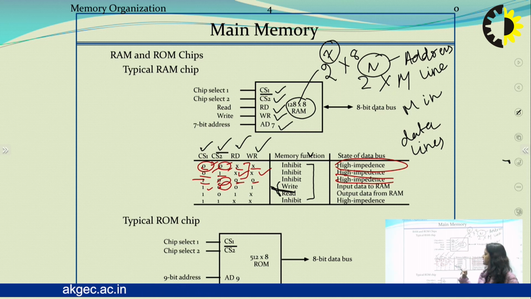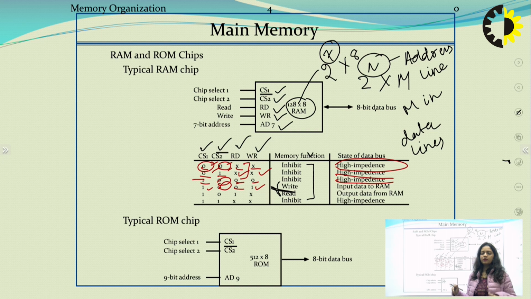Means the RAM is selected. The reading value is 0, but the writing value is 1. So, a writing operation will be performed on a RAM chip. When chip select 1 is 1, reading is 0. Chip select 2 is obviously 0 because that is for selecting a ROM chip. And when the writing bit is activated, a writing operation will be performed and the data will be input into a RAM. Writing means writing into a RAM, inputting the data to RAM memory.